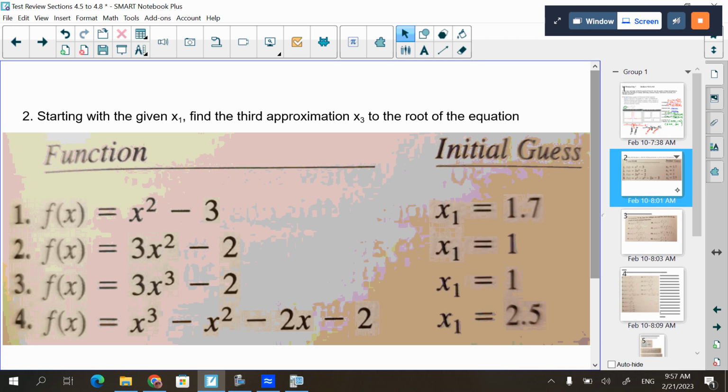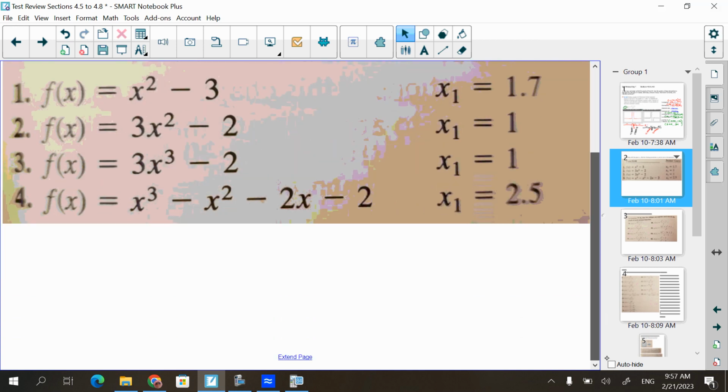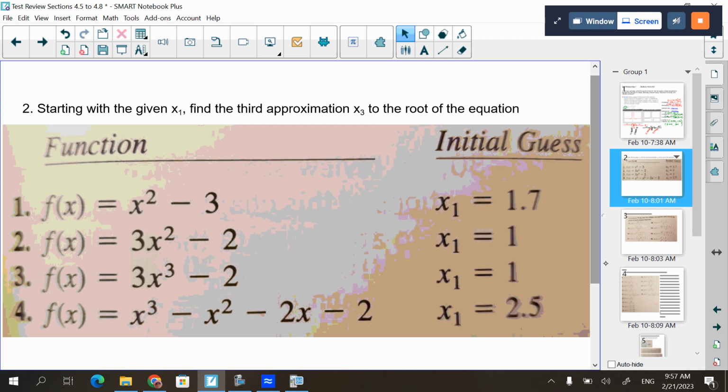Okay, the second one then is question number 4. Oh, good, it's right at the bottom. And the directions are saying, starting with a given x sub 1, but your x sub 1 is 2.5, find the third approximation, x sub 3, to the root of the equation.